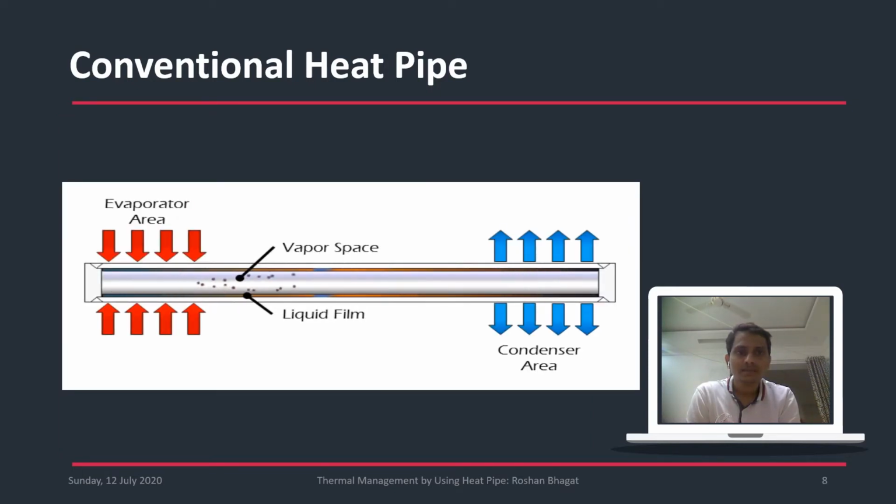So again, this is an example of a conventional heat pipe. If you run this animation, what will you observe? The vapors are formed, this vapor goes towards the condenser section, and it comes back towards the evaporator section.